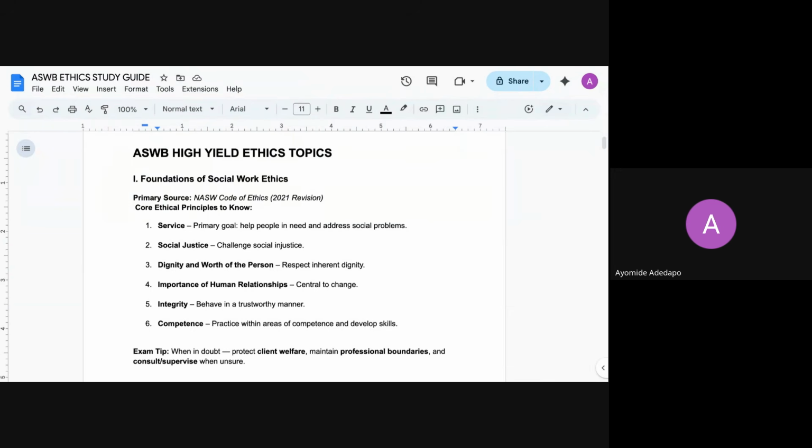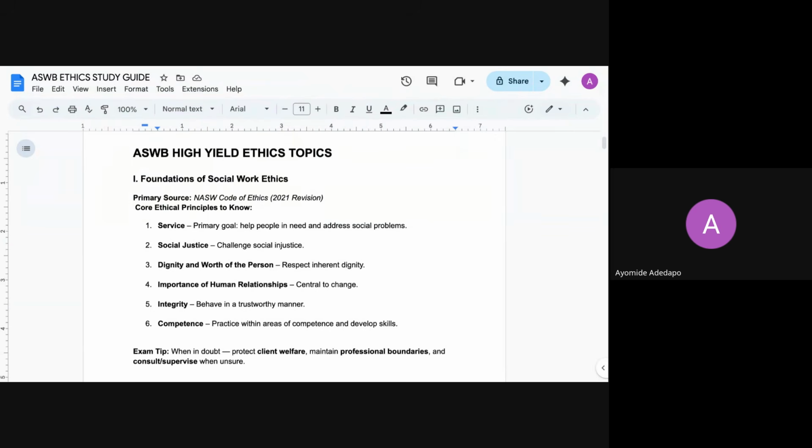Another one, integrity. So that will look like a social worker, let's say, billing for things that they are not doing, right? That doesn't show integrity. That's very unethical, right? You're lying. You're not a trustworthy person. You're billing for things that you don't do. So you want to be very familiar with the ethical principles and think about how they will show up in questions.